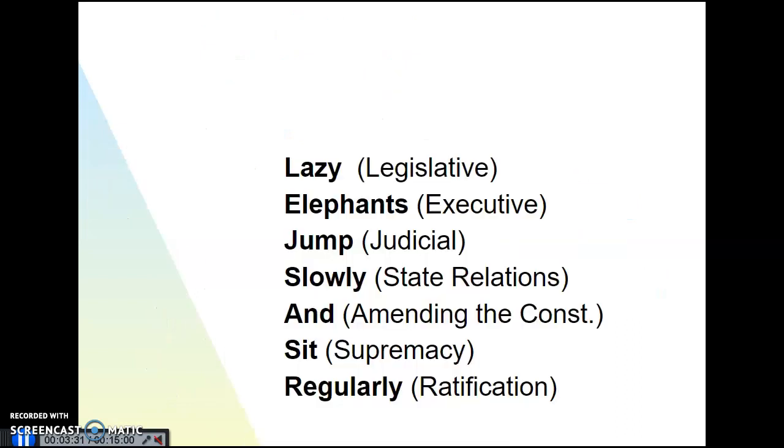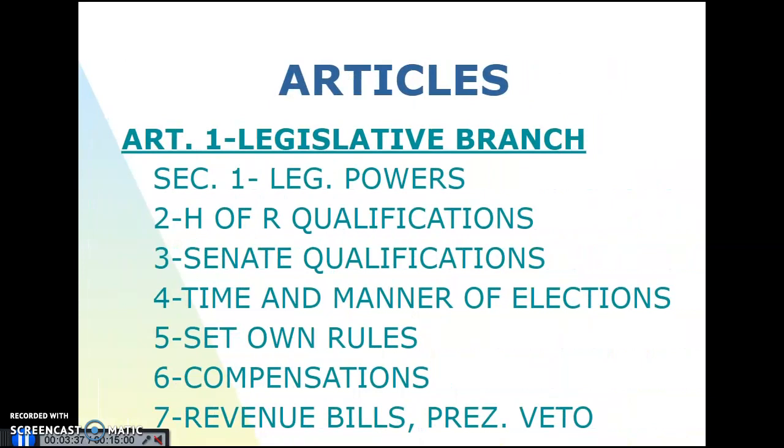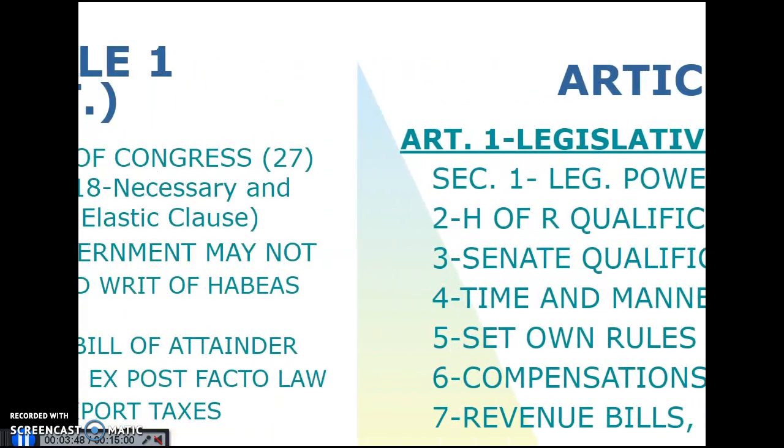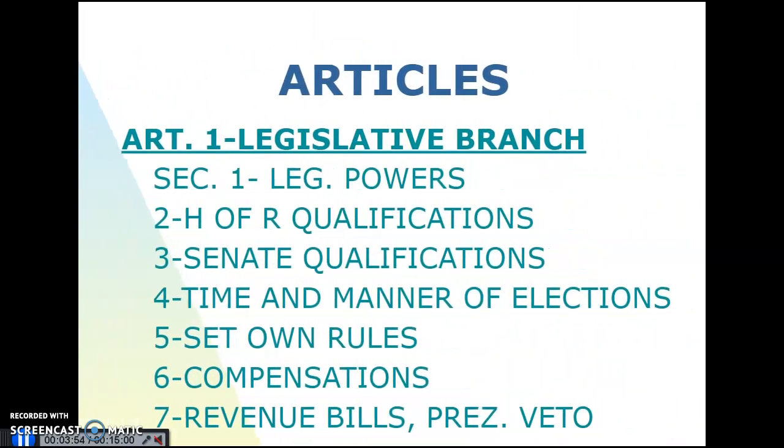All right, so we're going to talk about Article 1 here to start. There's 7 articles in the Constitution. As you saw on the previous slide, I have a mnemonic device to remember all 7 articles. I'll go over those real quick again. When we don't have open notes, it's lazy elephants jump slowly and sit readily. But we're going to start with Article 1, which is the legislative branch. The first section is not too important for us. It just gives legislative powers to Congress. Section 2 is an important one. It has the House of Representatives qualifications.